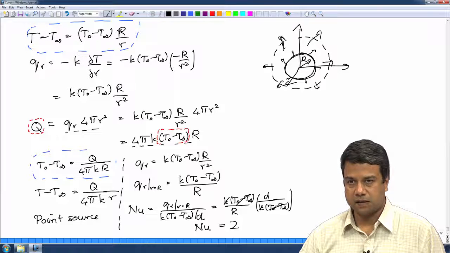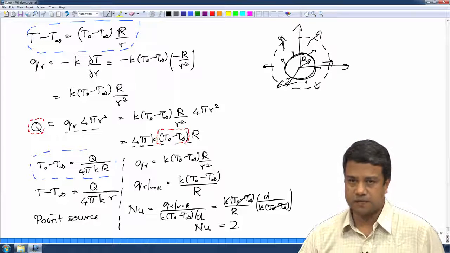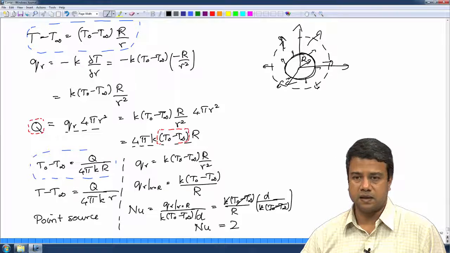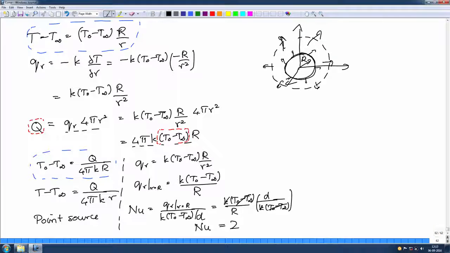In a similar manner, if I had solved the mass transfer problem, the Sherwood number would have been 2 in that case. And that limiting case for diffusion dominated flows, Nusselt number is equal to 2, Sherwood number is equal to 2, comes out of a very simple balance. And this corresponds to a point source. If I specify the total amount of heat coming out rather than the temperatures, regardless of the particle size, the temperature field will be exactly the same.